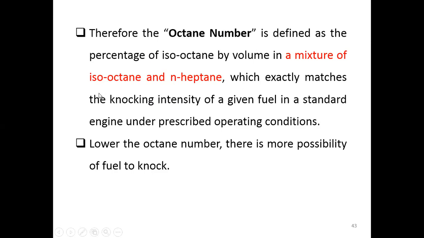Which exactly match the knocking intensity of the given fuel in a standard engine under prescribed operating conditions, right? So whenever you come up with a new formula for the fuels, the gasoline fuel, you have to compare your gasoline fuel with a standard blend of isooctane and N-heptane in order to rate the octane number of your fuel. Okay, so this is the way they do it, right?